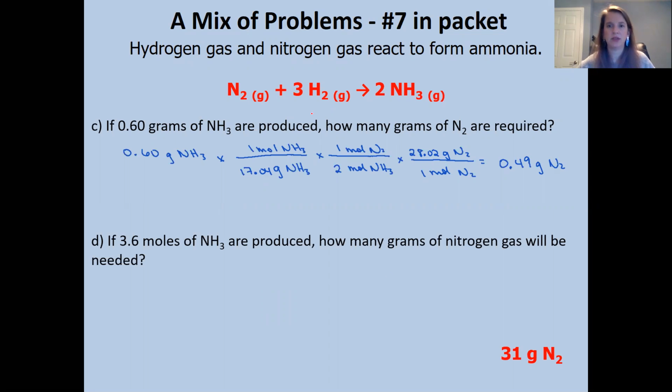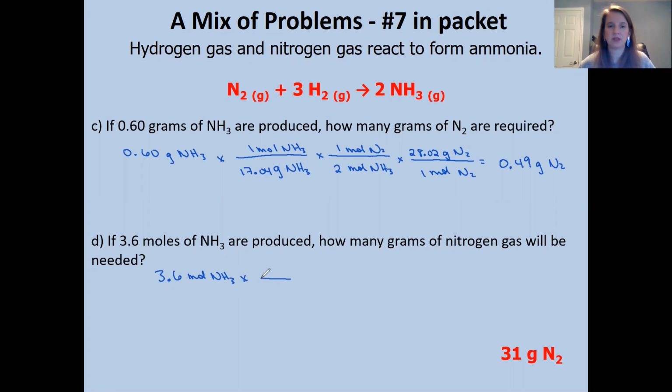Ignore that number. I don't know where that came from. Okay, where's my, there we go. All right, so 3.6 moles of ammonia are produced. How many grams of nitrogen gas would be needed?